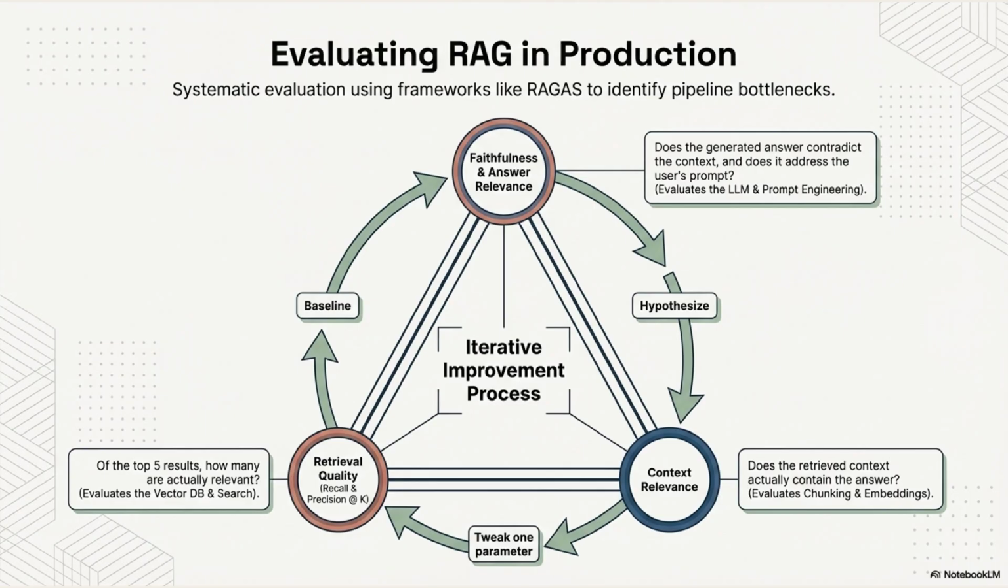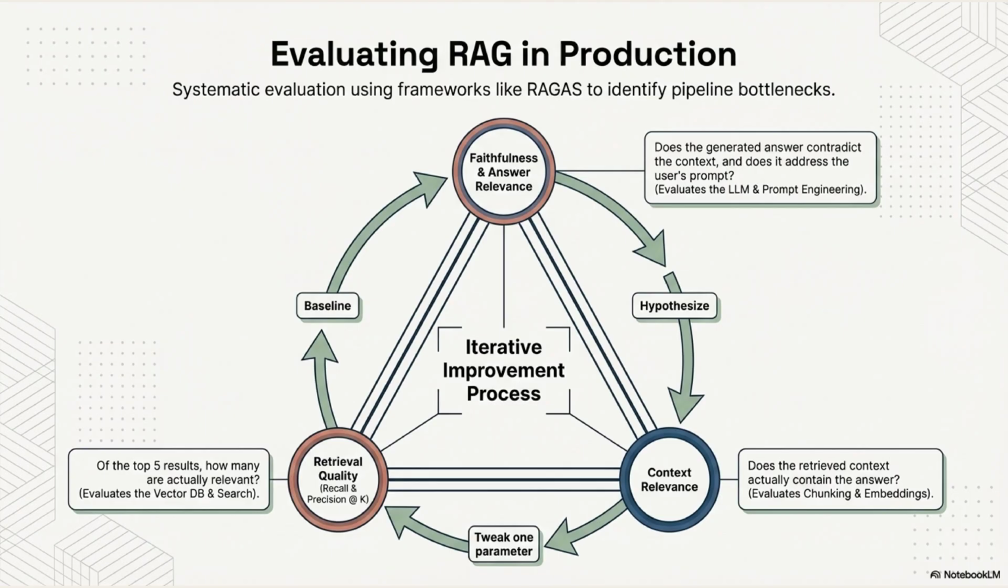Look at the triangle in the center of this slide. 3 nodes connected by arrows, rotating in what the diagram calls an iterative improvement process. Those 3 nodes represent the 3 dimensions you must measure. Top node, faithfulness and answer relevance. The question here is, does the generated answer contradict the retrieved context? And does it actually address what the user asked? This evaluates your LLM and your prompt engineering. A low faithfulness score means the model is hallucinating, making up content that isn't in the retrieved documents.